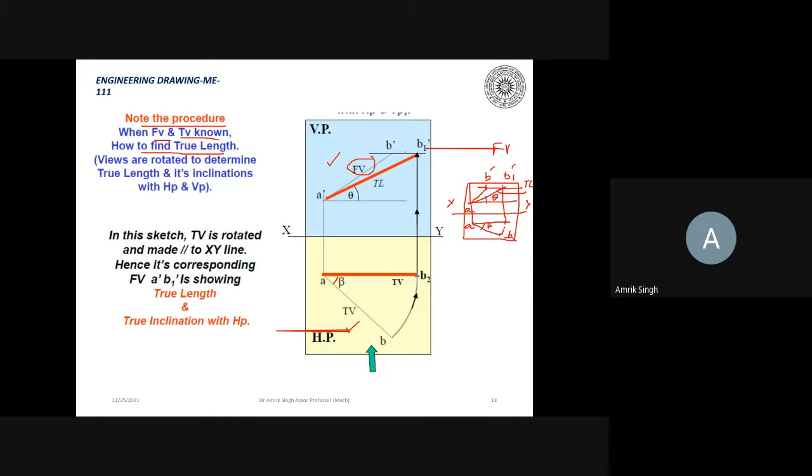So we'll draw a parallel line and we will draw, this length is known to us, A dash B dash, because front view is known. So where this line will cut, so you will obtain this point. So you join this point, so that will give the true length. And you measure this inclination, so that will give the true inclination with HP.